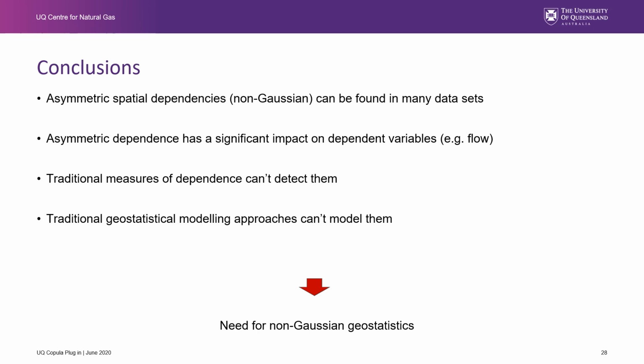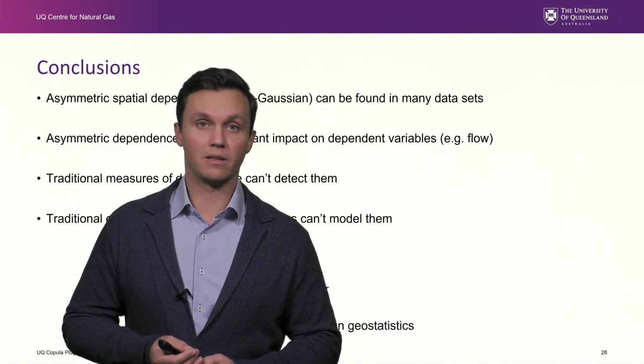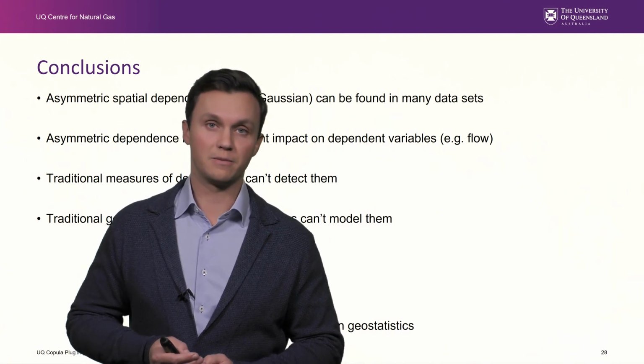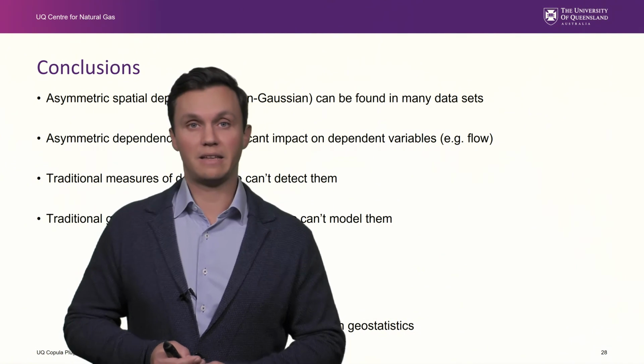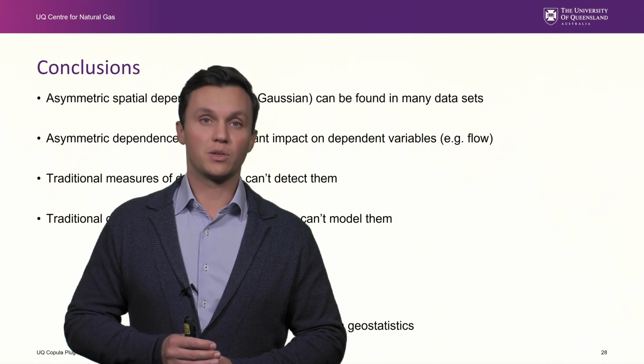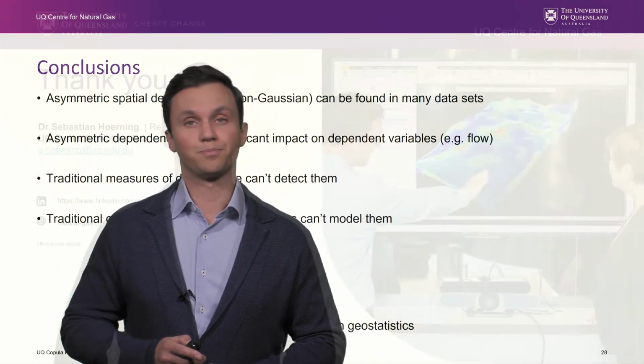I demonstrated that traditional measures of dependence, like a variogram, are not able to distinguish between Gaussian and non-Gaussian spatial dependent structures, as they are not able to detect asymmetries. And I also showed you that traditional geostatistical simulation approaches are not able to model these dependencies. And that means that there is a need for non-Gaussian geostatistics, for which we use our copula approach.